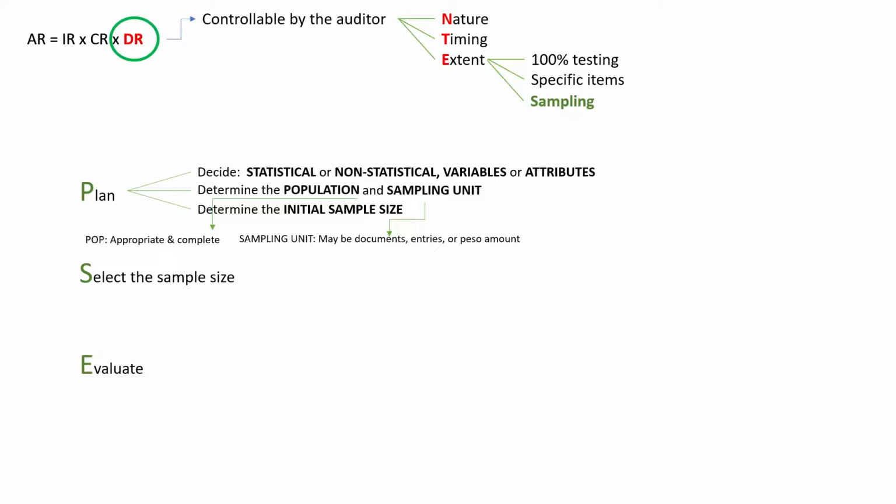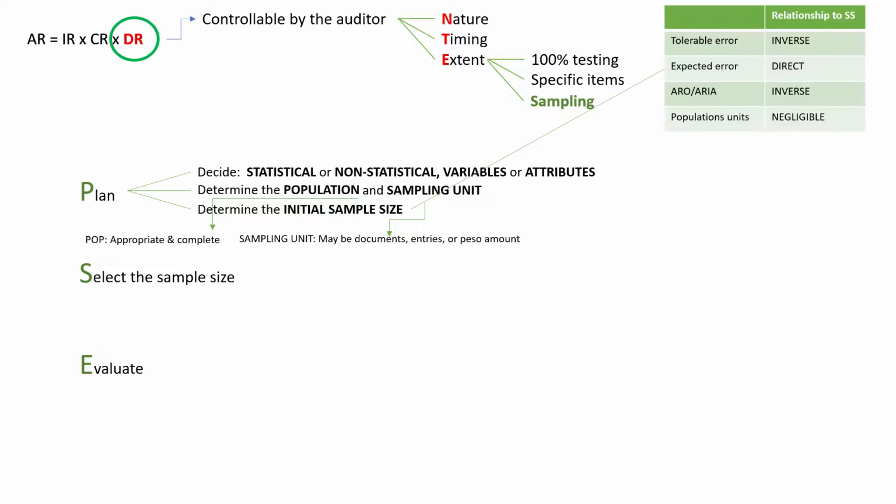Now, if the auditor uses statistical sampling, then in the determination of the initial sample size, the auditor will make use of sample size formulae or sample size calculators or sample size tables to come up with a sample size. But if the auditor uses non-statistical sampling, then the determination of the sample size will be based purely on the auditor's judgment. Okay, so again, determining the initial sample size will be affected by whether you use stat or non-stat.